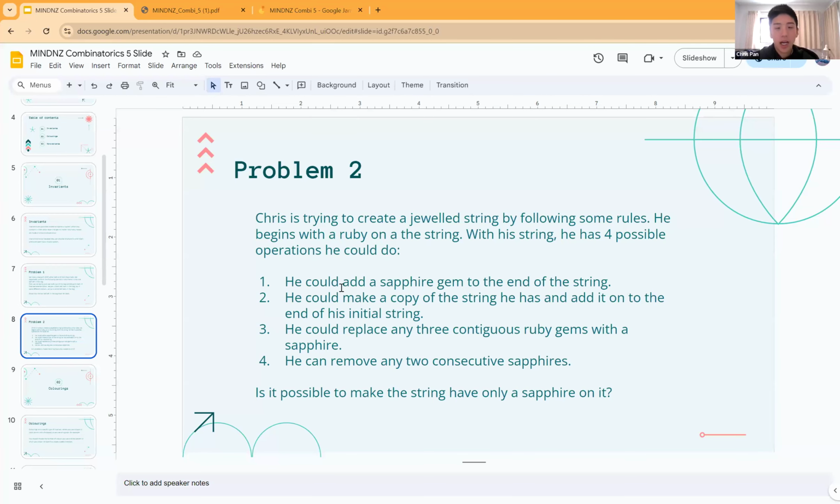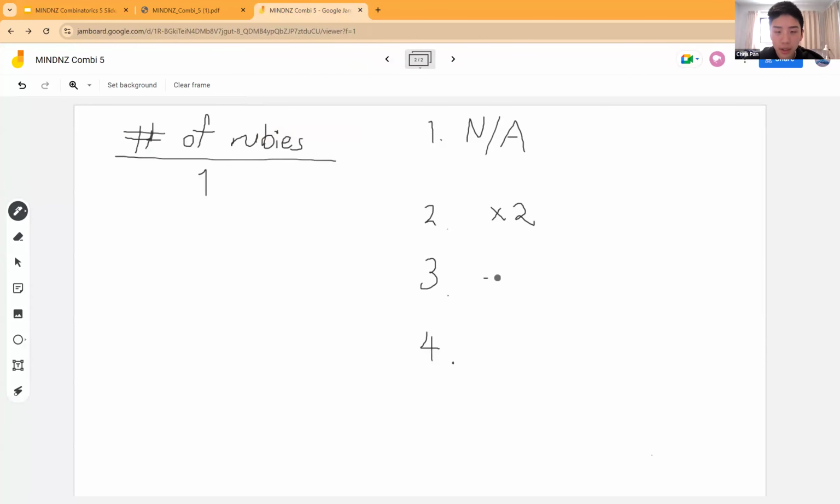The third one, I can remove any three consecutive rubies, so I can minus three. And the fourth one, I can delete two sapphires. That doesn't affect my rubies at all. So really, I have these two moves. I can multiply my number of rubies by two, or I could decrease my number of rubies by three.